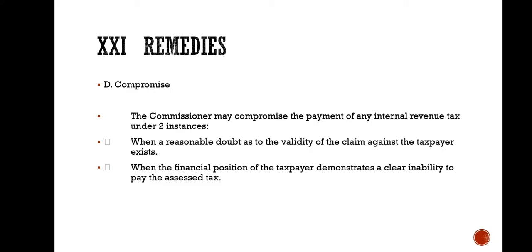Okay, let's now proceed to compromise. The Commissioner may compromise the payment of any internal revenue tax under two instances. A is when reasonable doubt as to the validity of the claim against a taxpayer exists. B is when the financial position of the taxpayer demonstrates a clear inability to pay the assessed tax.